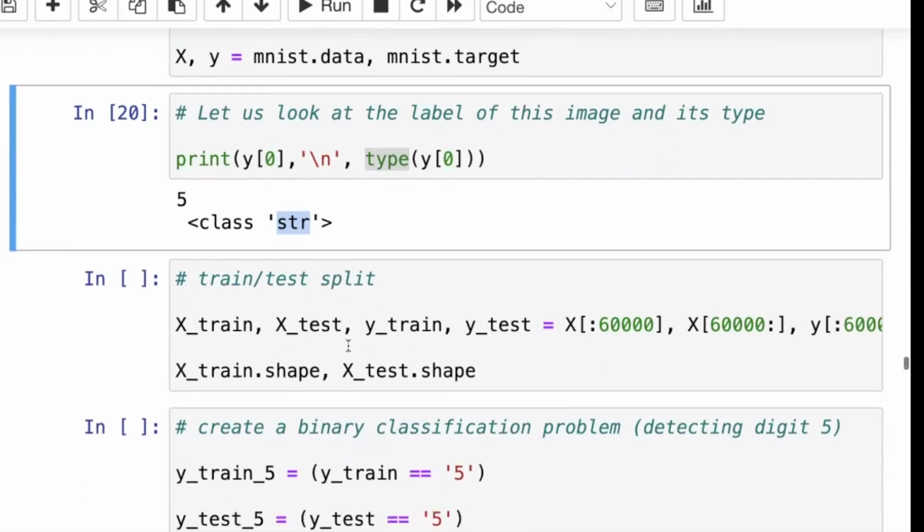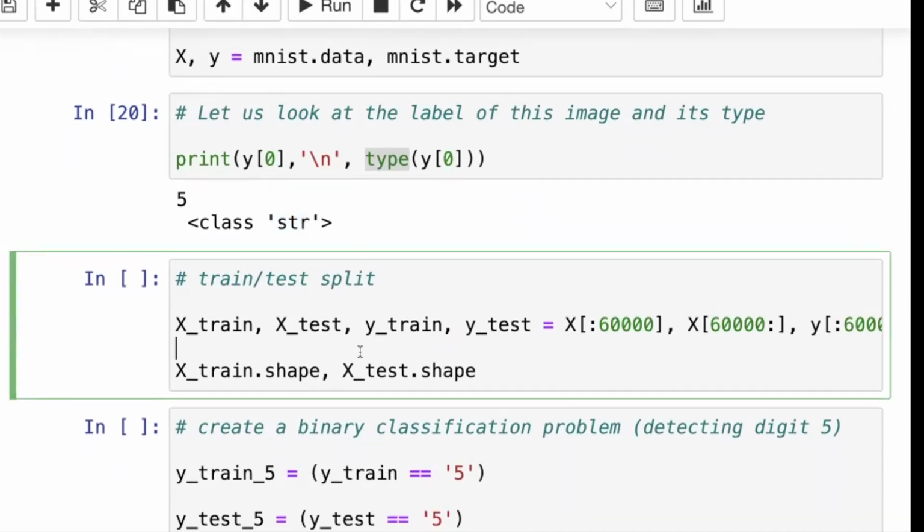Okay. Because we want to evaluate the performance of a classifier, we need to do a train-test split. We're going to use everything up to index 60,000 for training, and from 60,000 to the end of the array for testing. You can do this because this dataset has already been shuffled and randomly permuted. This means that we can just take from index 0 to some index for training and the rest of them for testing.